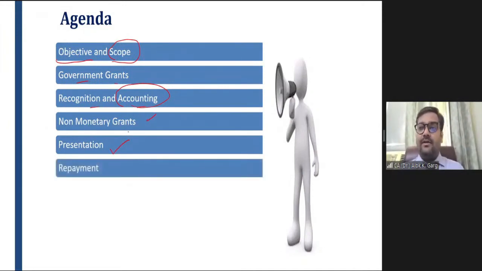Then we will discuss, for example, a government has given a grant, and you all are aware why government will give a grant. So government will give a grant to promote an entity in compliance with some conditions. So government is saying, if you install your factory or plant in a remote location, in that case I'll give you a subsidy. Or let's say I'll give you land, 50,000 acres of land at 25% price.